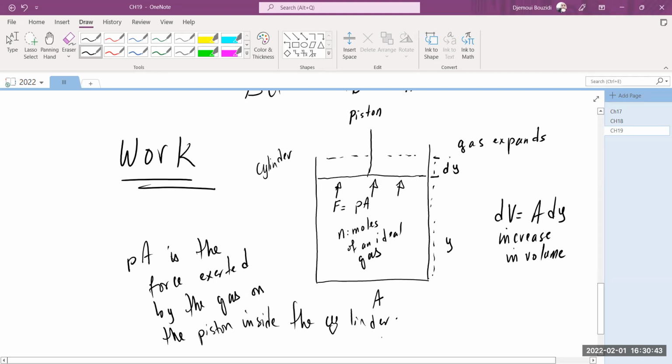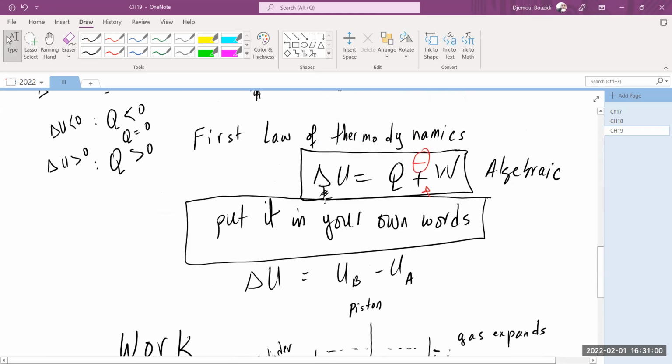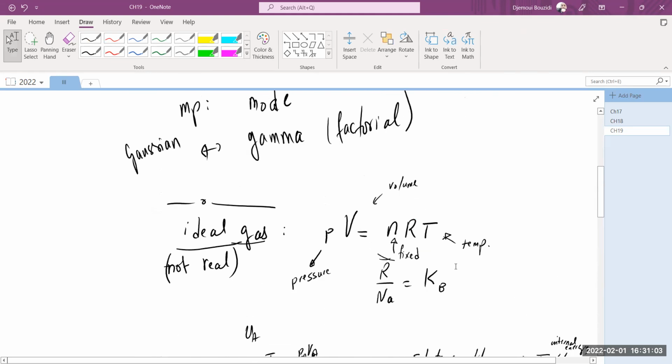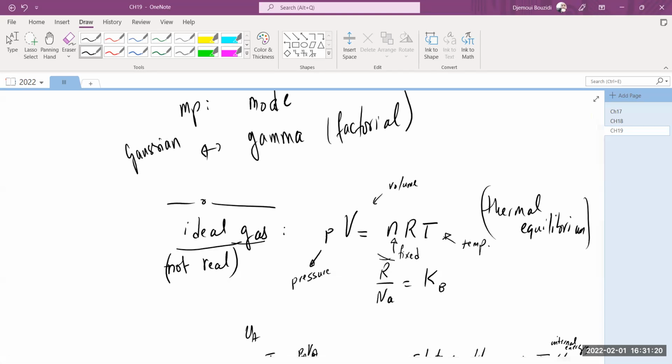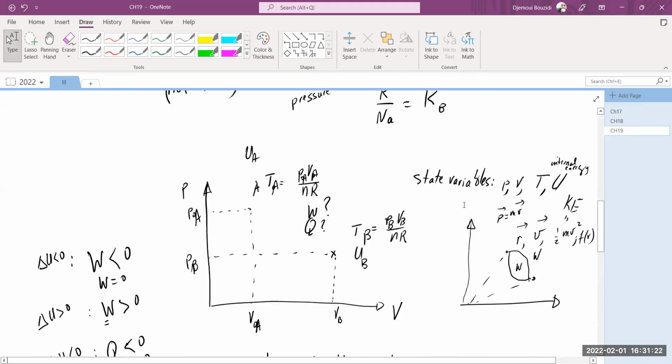And if you remember from your physics 1, the work is just force times displacement. Here is the problem though. I'm going to assume that this is extremely slow because of this PV equal to nRT. This PV equal to nRT is only true when we have thermal equilibrium. Otherwise, this is not true. When we don't have thermal equilibrium, T can be fluctuating every which way. So we want to retain this relationship, PV equal to nRT. So we have to do this process extremely slowly.